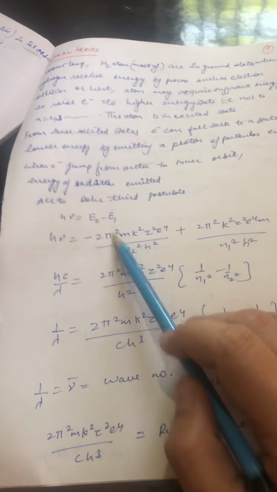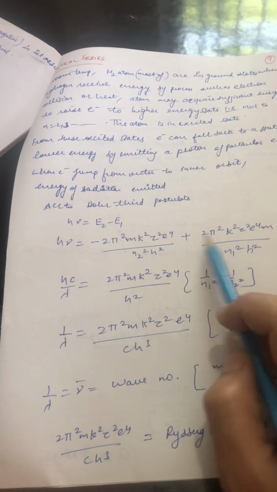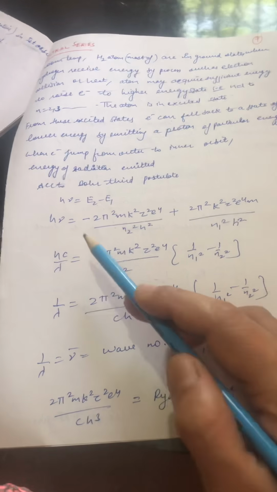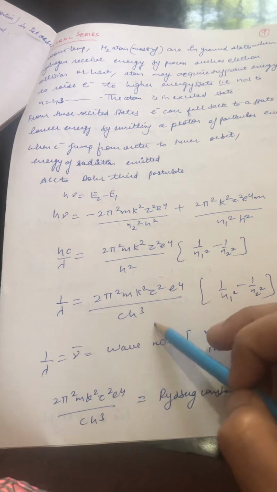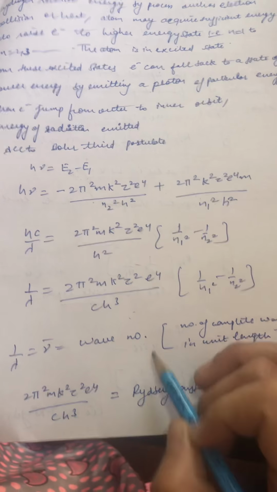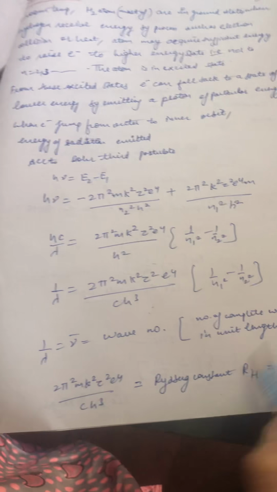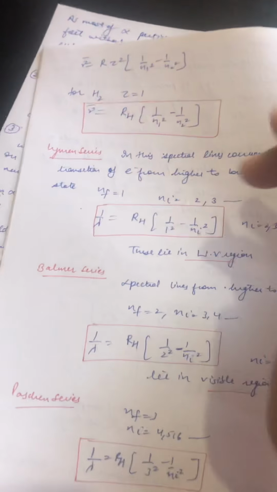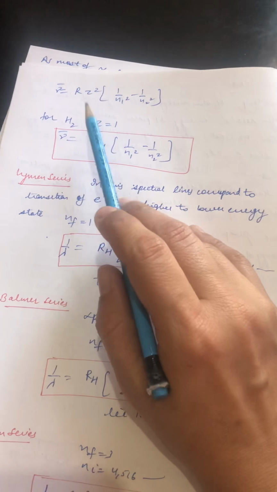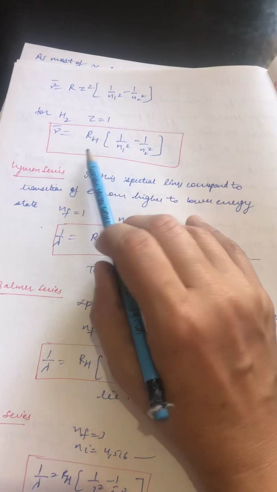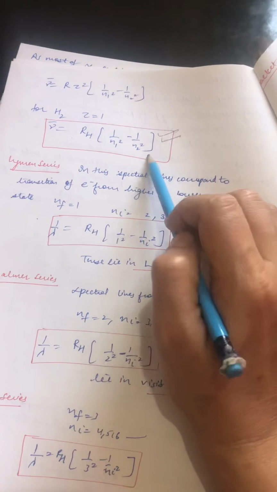So when you put the value of E2 and E1, this will be the value for E2 and E1. And when you take it common and put nu equal to C by lambda, then h moves to this side, C also to this side. 1 by lambda is a new factor called the wave number. And this whole value is called the Rydberg constant. Its value is also specific, and it is given here. So we have made a simplified formula here, which is nu bar equal to R z square times 1 by n1 square minus 1 by n2 square. For hydrogen, z is equal to 1, so we are left with only this formula. This formula is very important.